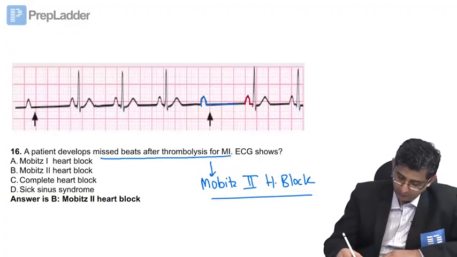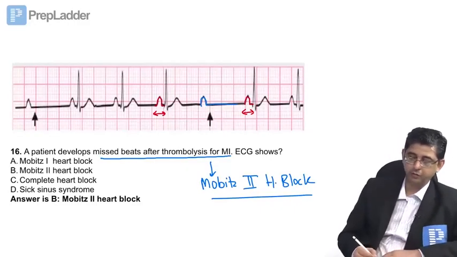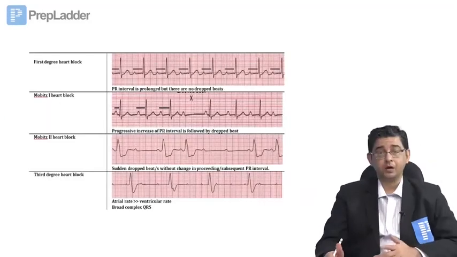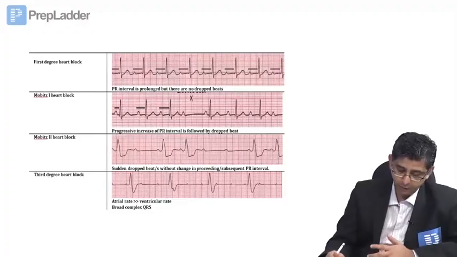If you look at the PR interval before and after, the PR interval before and after the missed beat is equal. So it is Mobitz two heart block. In the following slide, I have tried to compare the three: first degree heart block versus Mobitz two heart block.